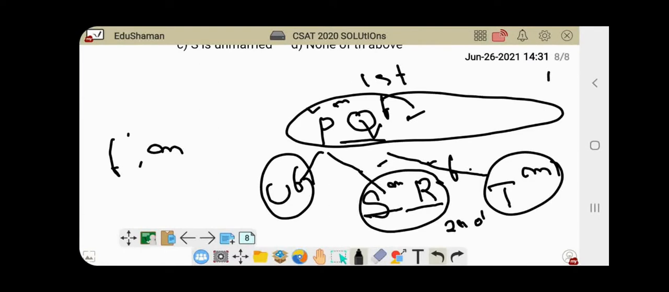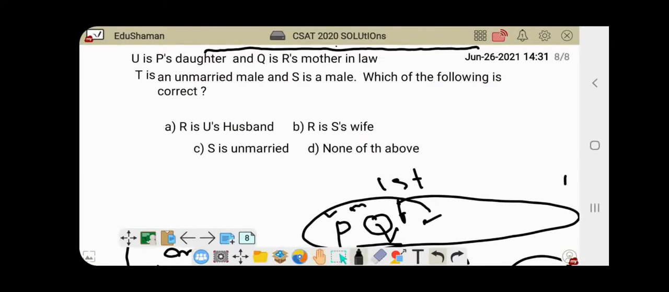R is U's husband is wrong. S is in fact U's brother. R is in fact the wife of S. Second option says R is S's wife. That is the right option. So that is option B. So R is S's wife becomes the right option.